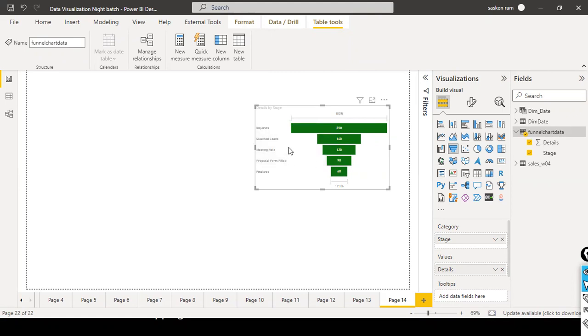So in this case, the qualified leads were 160, and then out of 160, only 120 customers attended the meeting, and out of 120 customers who attended the meeting, 90 people filled the proposal form. But ultimately, out of the 90, only 60 people got converted. With this, we are able to quickly understand.